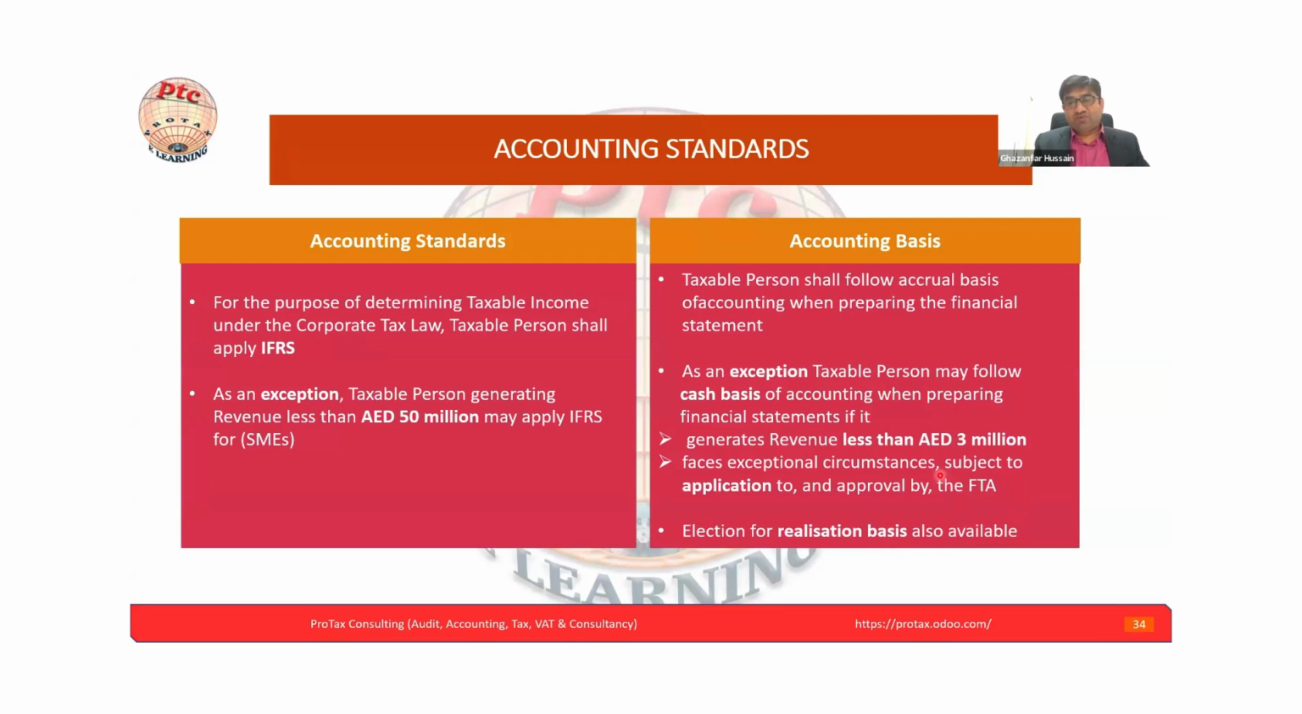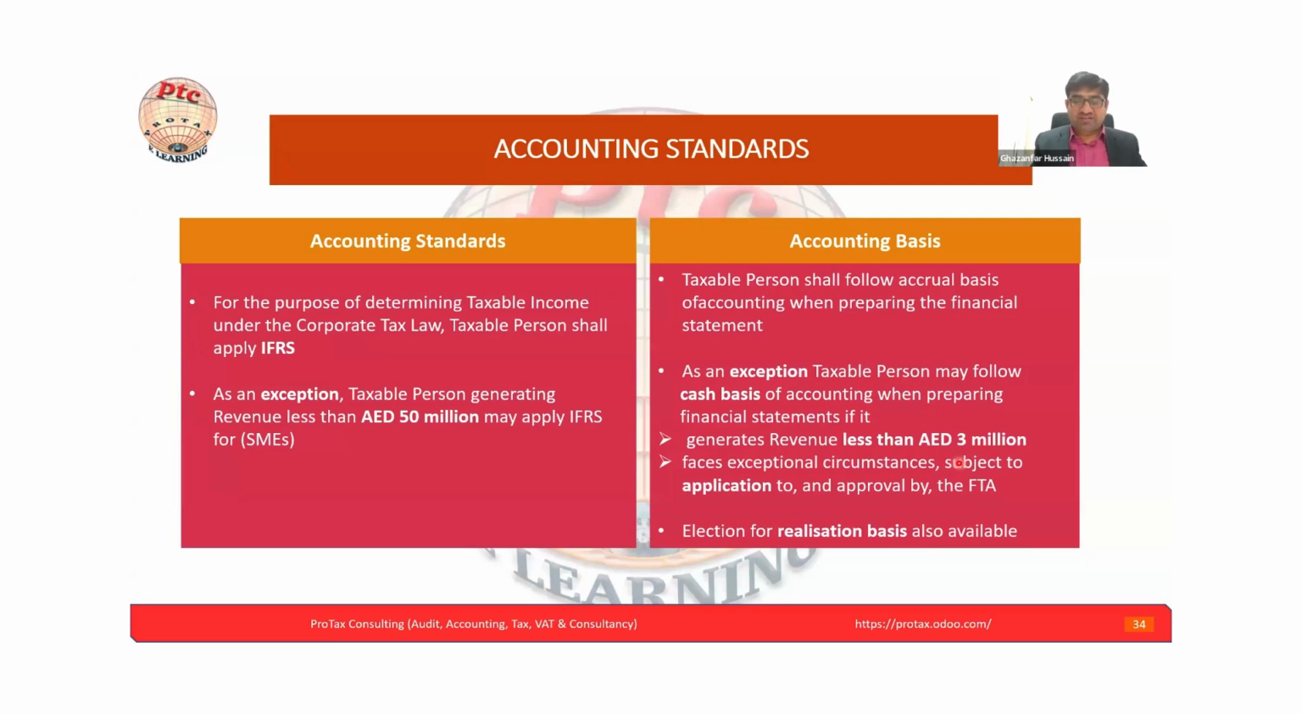If you opt for the cash basis accounting, because now you have the option and your revenue is less than 3 million, but next year it increases to more than 3 million, you have to notify the FTA and go for the accrual basis. And it is vice versa also.